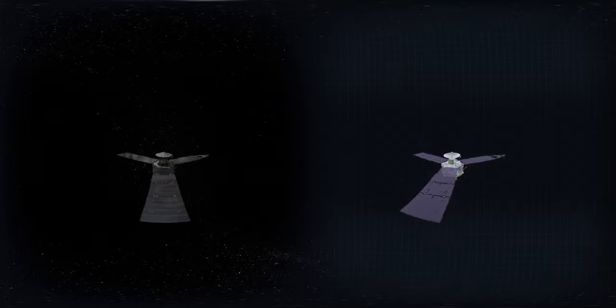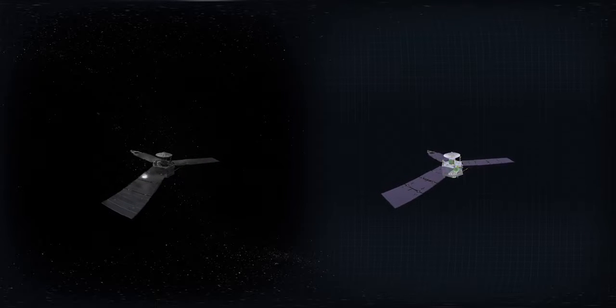See the saucer-shaped antenna on top? That's the main way we communicate with Juno. Below the antenna is the vault, a titanium box to protect Juno's sensitive electronics.